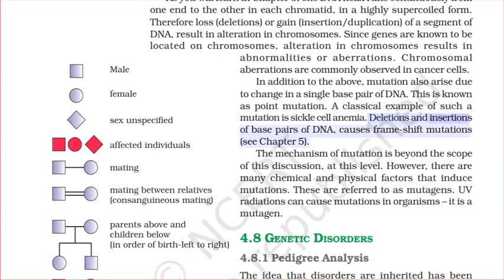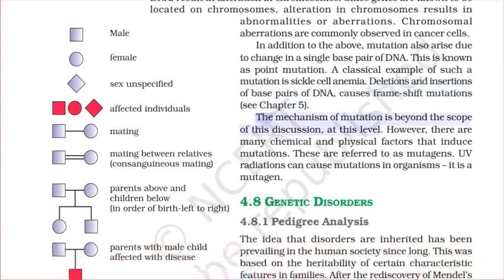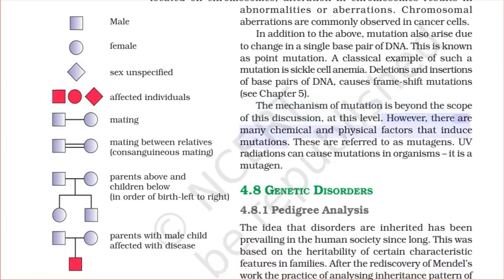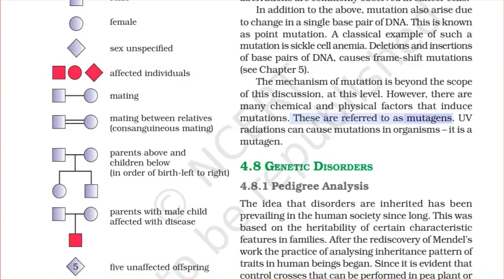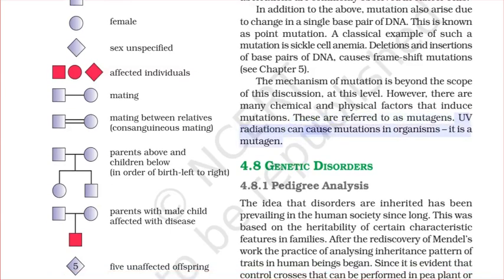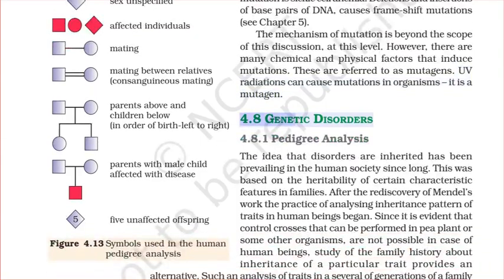Deletions and insertions of base pairs of DNA cause frame shift mutations, see Chapter 5. The mechanism of mutation is beyond the scope of this discussion at this level. However, there are many chemical and physical factors that induce mutations. These are referred to as mutagens. UV radiations can cause mutations in organisms. It is a mutagen.